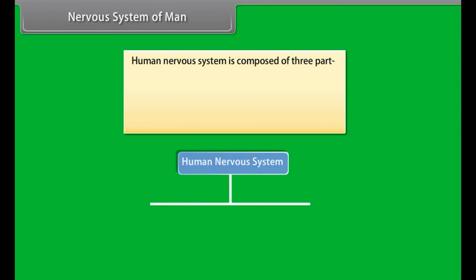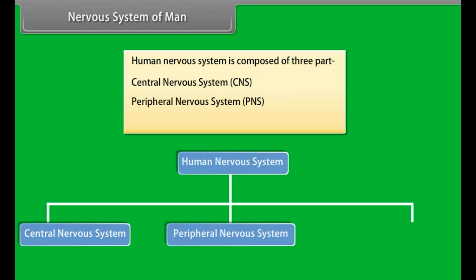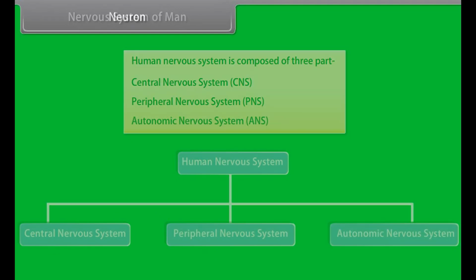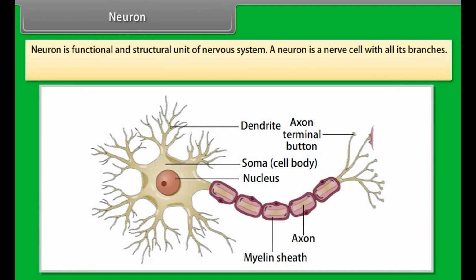The human nervous system is composed of 3 parts: central nervous system, CNS; peripheral nervous system, PNS; and autonomic nervous system, ANS. Neuron. The units which make up the nervous system are called nerve cells or neurons. A neuron is a functional and structural unit of the nervous system. A neuron is a nerve cell with all its branches. It is the longest cell in the human body and is about 100 centimeters long.